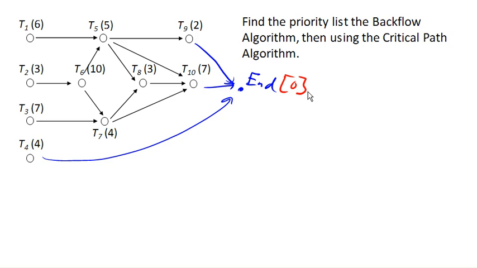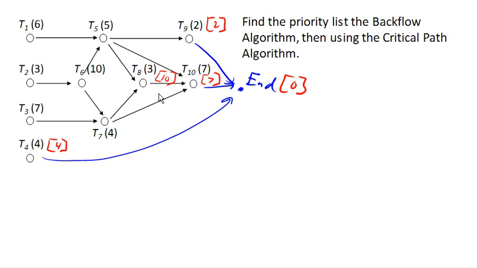So backflowing now, so we're working from the end backwards, we go back and say, okay, so that means this task is 2 units from the end, this one is 7 units from the end, and this one is 4 units from the end. And then kind of like degrees of separation, we say, okay, well then how far is this from the end? Well, it's 3 units from here, this one's 7 units from the end, and so this one must be 10 units from the end.